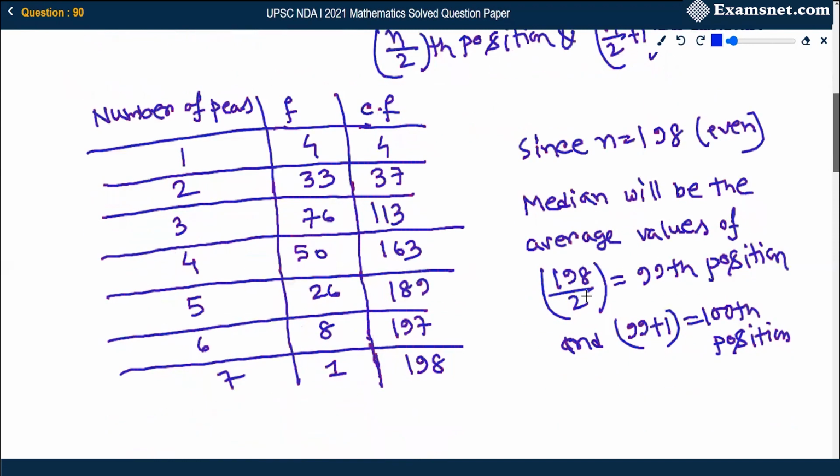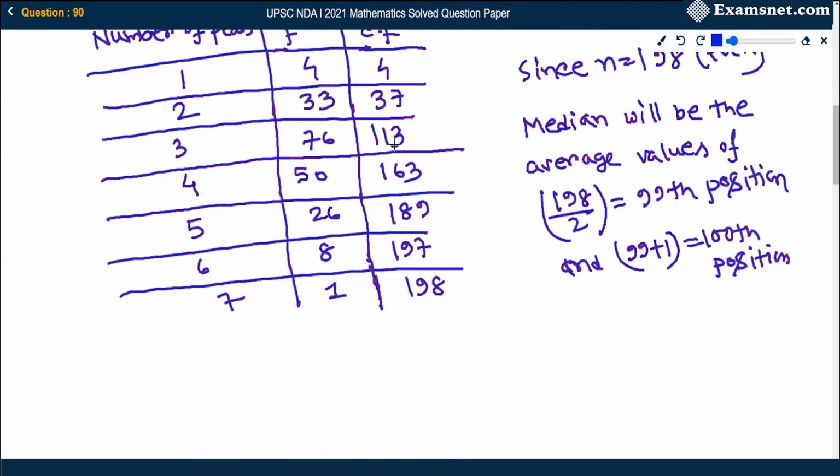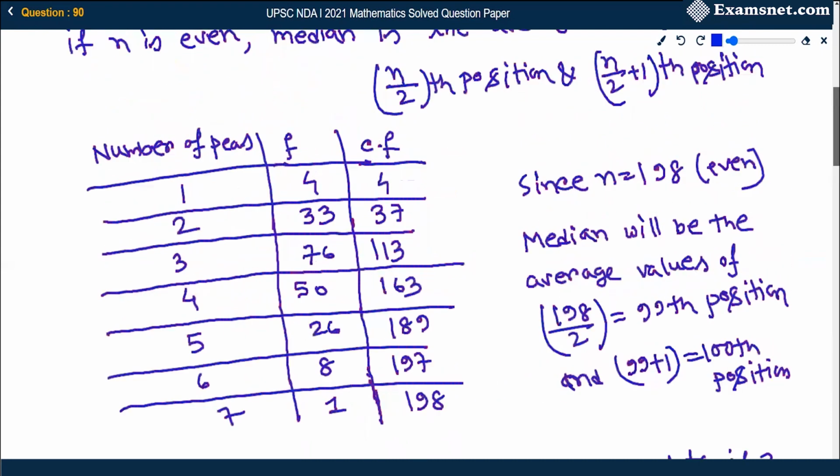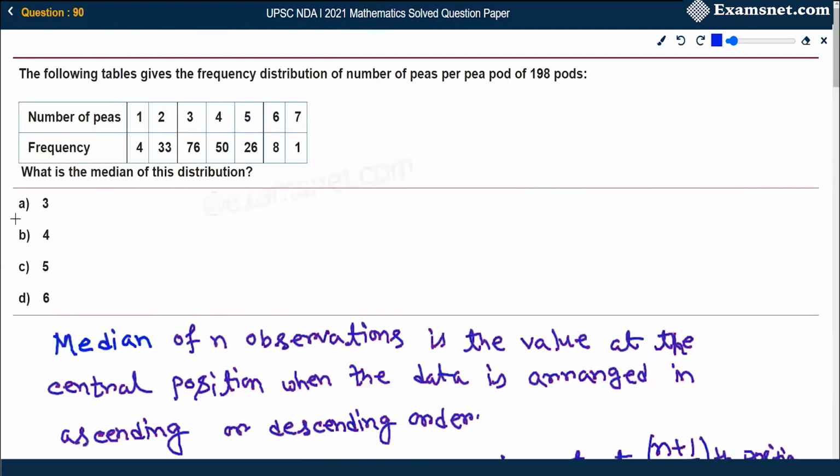So let's check. From this table, we can see that the 99th position and 100th position both are giving the value 3. Look here, the cumulative frequency is 37. So 99th and 100th both are more than 37 but less than 113. So these two are giving the value 3. Therefore, the median of the above data is 3. Here option A is the correct answer.